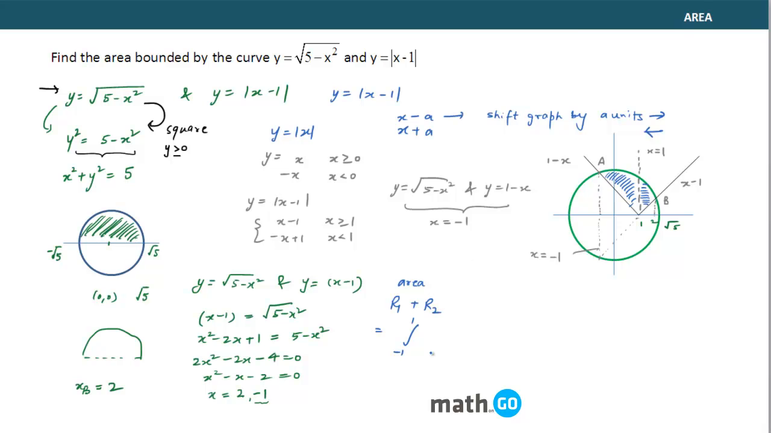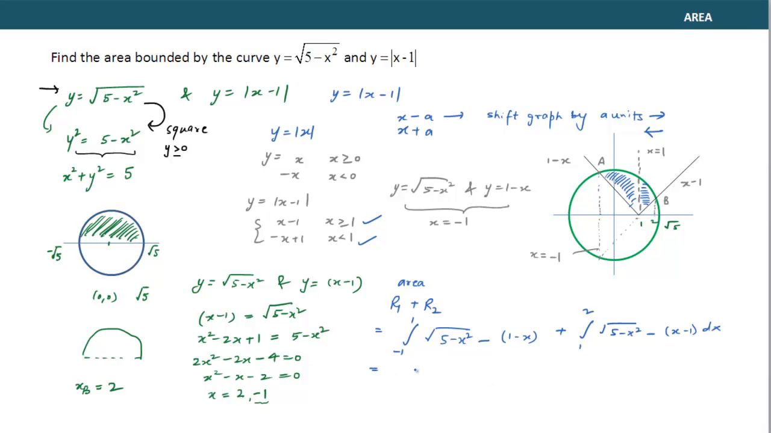Upper is again the circle. The circle we know is 5 minus x square. Minus, what is the lower curve? The lower curve is the line, but which line? Yes, this line when x is less than 1. So we'll put 1 minus x here. What is R2? R2 is from 1 to 2. What is the upper? Upper is again the circle, and the line below is the one when x is greater than 1. This is the x minus 1 line. So this is what you need to calculate.